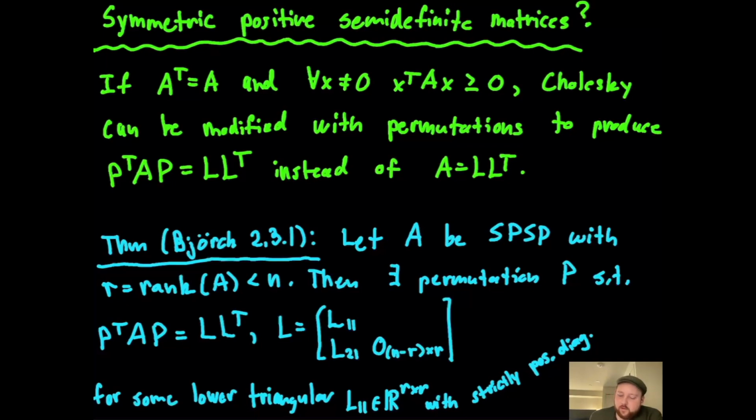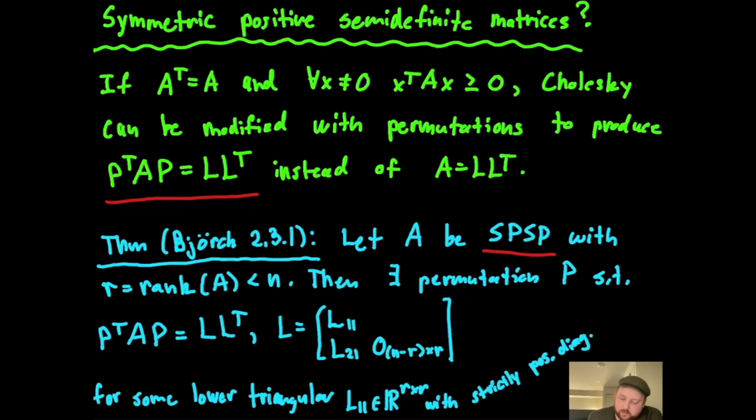All right. So here, what I'm going to ask for is not that A is equal to L transpose, but that maybe there's some permutation matrix P where P transpose AP is equal to L transpose. So I'm going to change the target a little bit and ask, can I achieve this? And the answer is yes, you can do this. So here's a theorem that I'll quote for you.